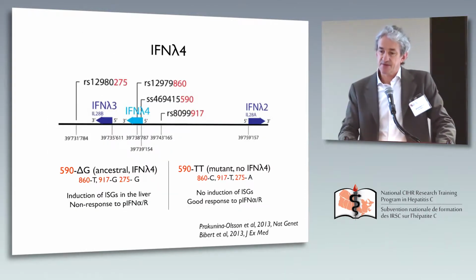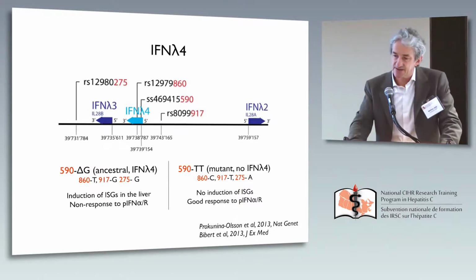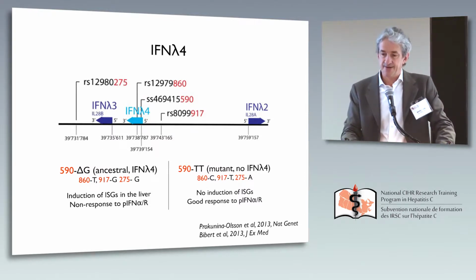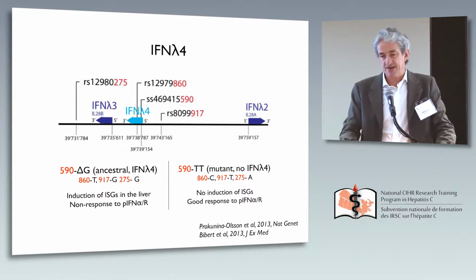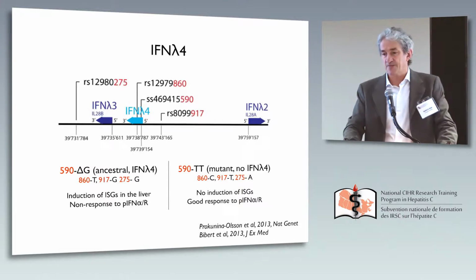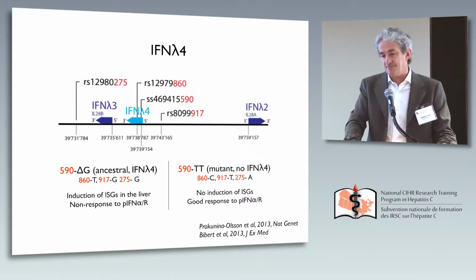More recently, it was realized that there is probably a fourth interferon lambda gene, interferon lambda 4, and this fourth gene is only transcribed from the delta G allele, and this is the ancestral allele. So if you go back in evolution, interferon lambda 4 was always there, but in humans there was an insertion deletion, so two T's replaced a G, and this led to a mutation that is no longer able to produce interferon lambda 4. So there is increasing evidence that interferon lambda 4 is playing an important role here in the reaction of the immune system to hepatitis C virus.